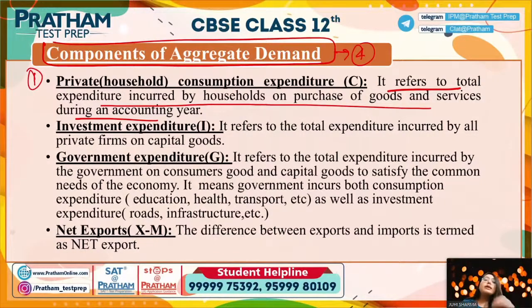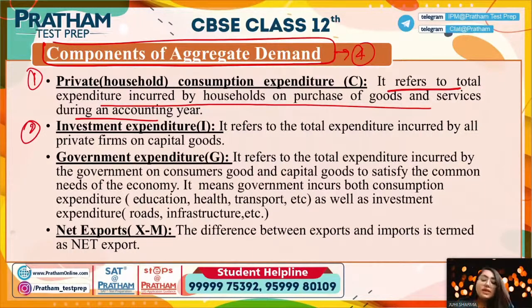That it is the total expenditure which is incurred by the households on the purchase of goods and services. जितने भी हम लोग जो भी कुछ consume करते हैं as consumers, उनका सबका total is the private household consumption expenditure. Second comes the investment expenditure.